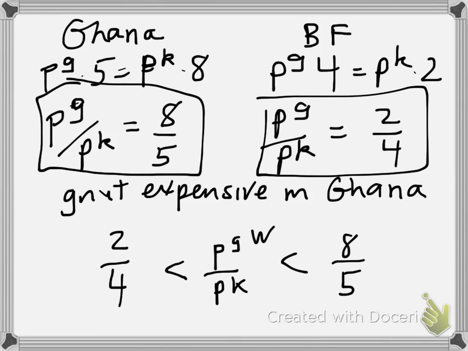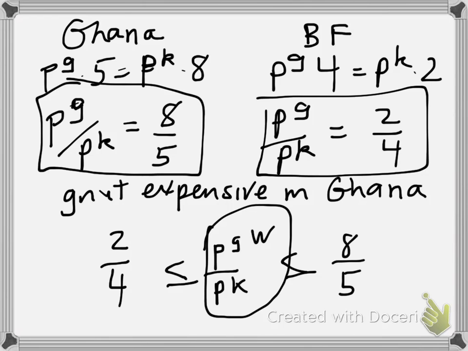When the countries open up for trade, the world price has to be in between, could be equal to, the pre-trade prices. So the world price of groundnuts relative to the price of cola nuts has to be somewhere in between the pre-trade prices. Otherwise, of course, if it's equal, then there's no change in trade, and it can't be outside that range. Otherwise, everybody's only producing one good.